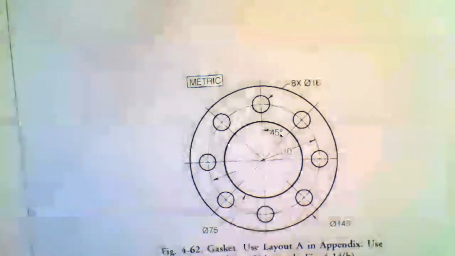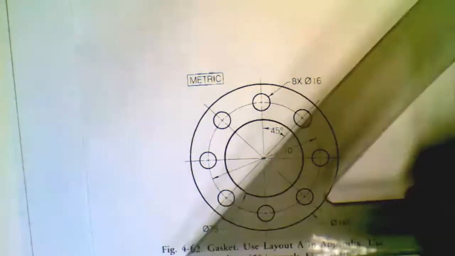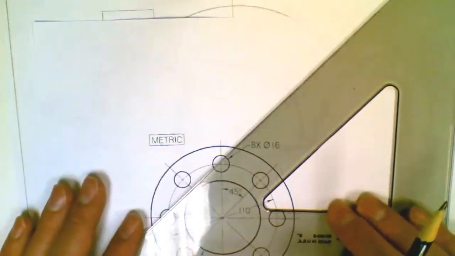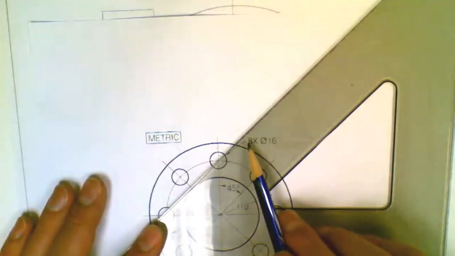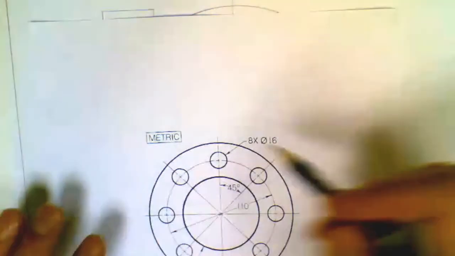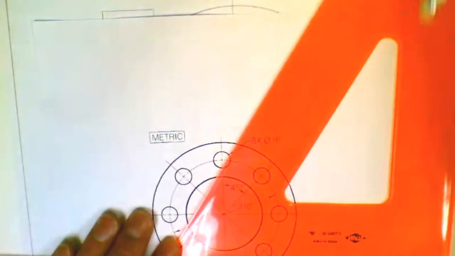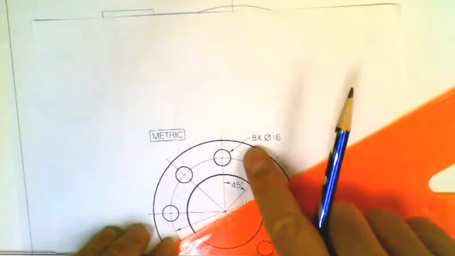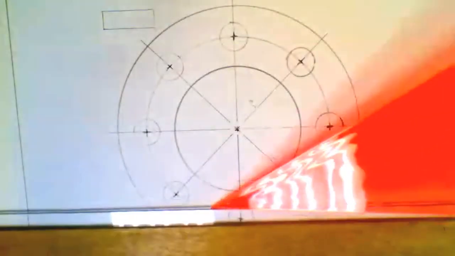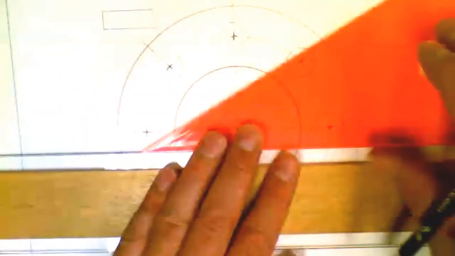You can either do 45 degrees, which you can see this is not. The dimension doesn't line up with a 45-degree triangle. You can do 45, but since this drawing has lots of 45s, we're going to use 60s or 30s. So in the case of this 8 by diameter 16, you can see it kind of slopes down a little bit. We're going to grab our 30, the skinny side of our triangle.